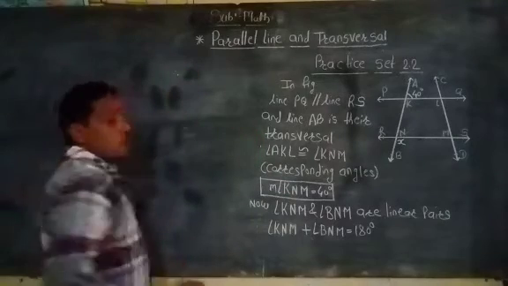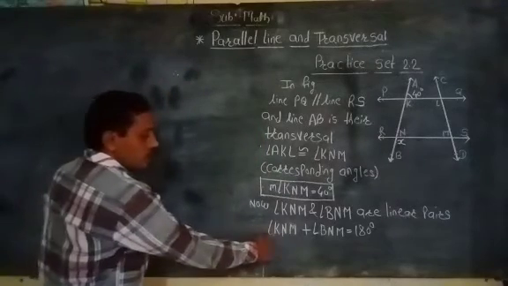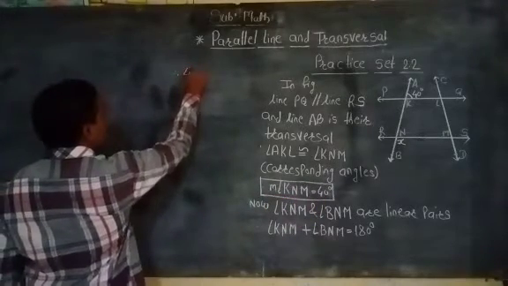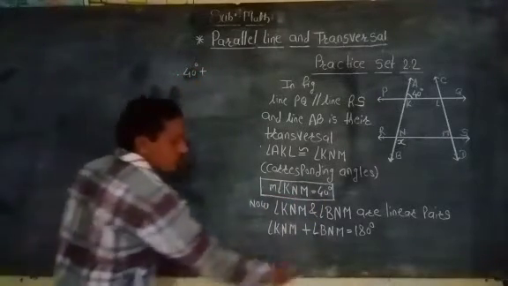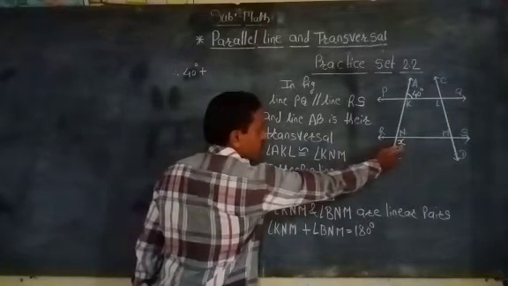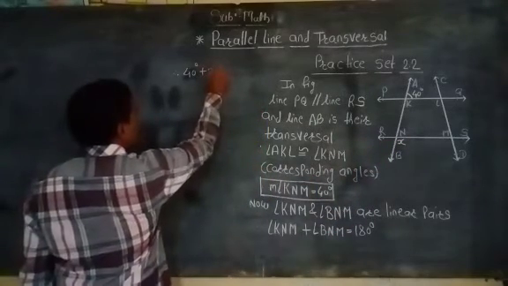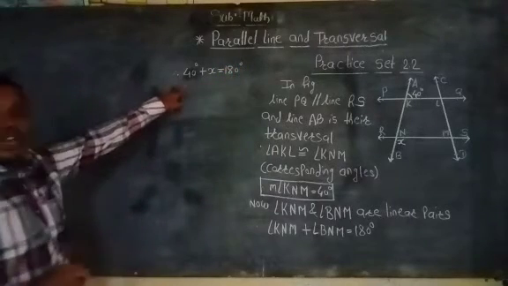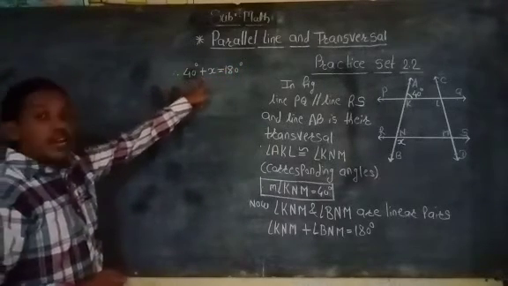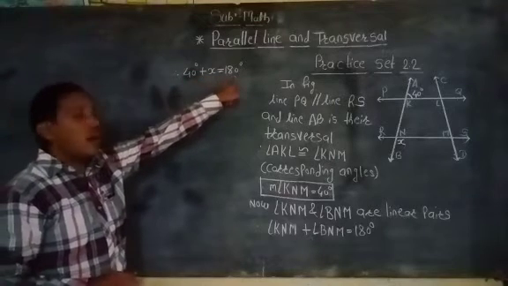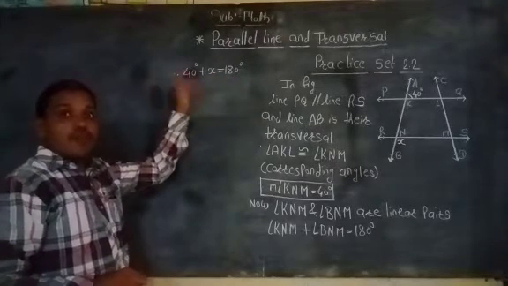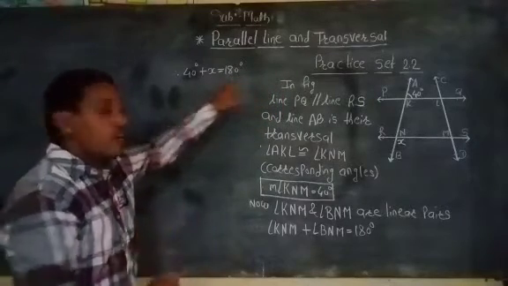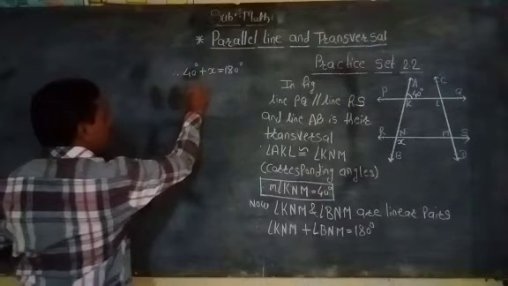So putting down the values of both angles, the value of angle KNM is 40 degrees, plus the value of angle BNM is x, so 40 plus x is equal to 180 degrees. On the left-hand side, 40 is added to the variable x, and we get 180 degrees. When 40 goes to the right-hand side, it gets subtracted from the 180, and we can get the value of x.